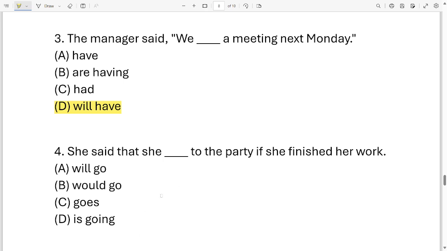Next sentence, she said that she dash to the party if she finished her work. Options are will go, would go, goes, is going. These are the four options. Which one is correct? It is option B. She said that she would go to the party if she finished her work.